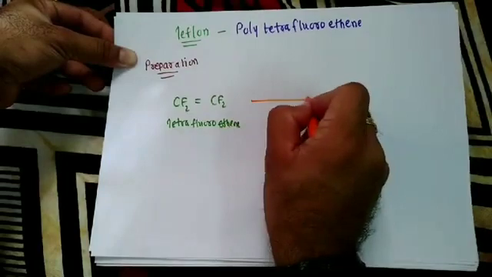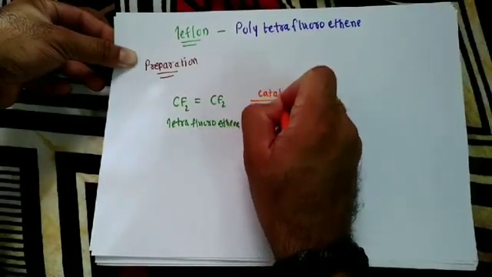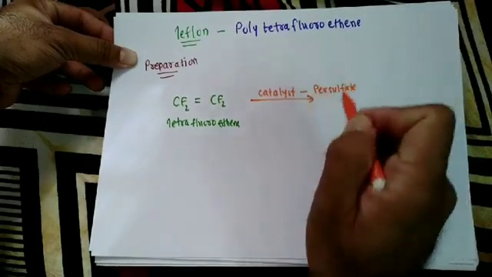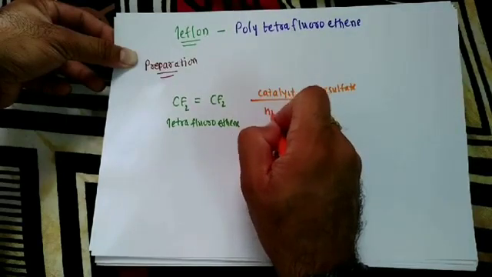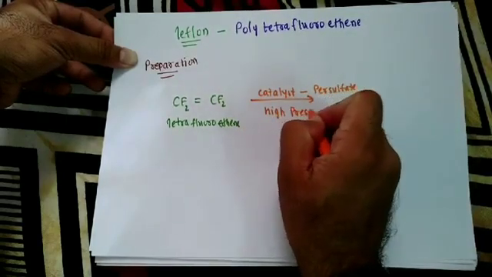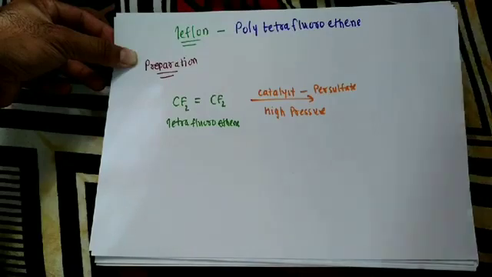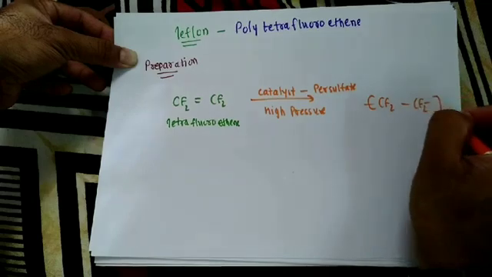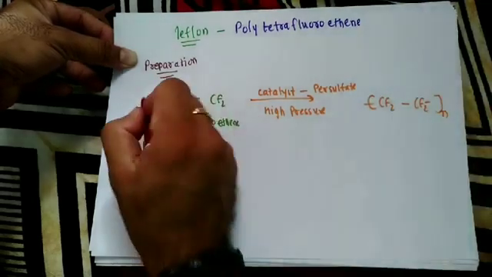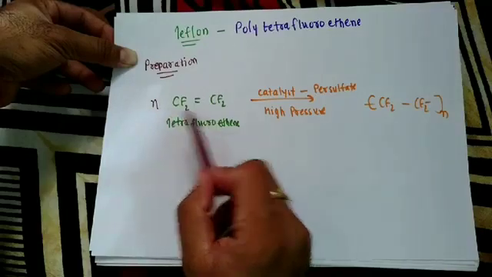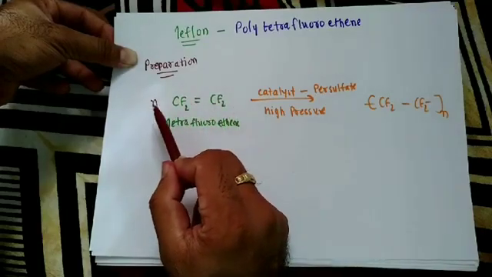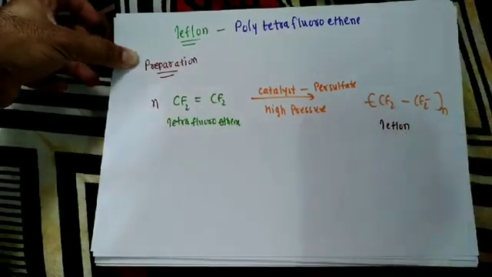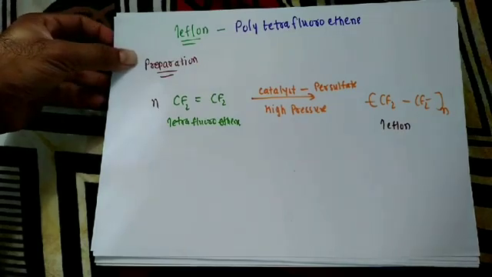In the presence of a catalyst like persulfate, under high pressure, it is converted into Teflon, (CF2-CF2)n. N times means the number of tetrafluoroethene units. N can be 50, 100, 150, 200, anything. So this is the preparation of Teflon.